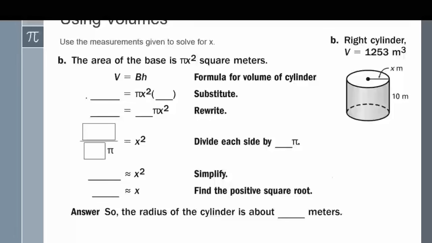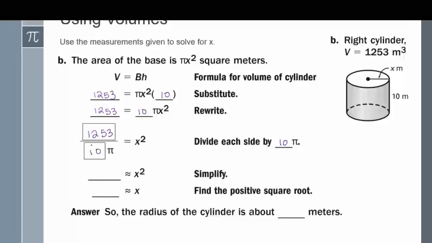We know that the volume of the cylinder is 1,253. We know the height of the cylinder is 10. We're just going to rewrite this formula by moving 10 over here before the pi. So we have 1,253 is equal to 10 times pi times x squared, where x represents the radius. Isolate x squared by dividing both sides by 10 pi. So we have 1,253 divided by 10 pi.